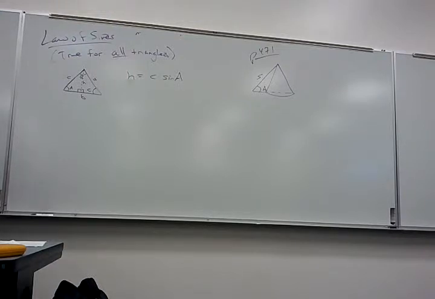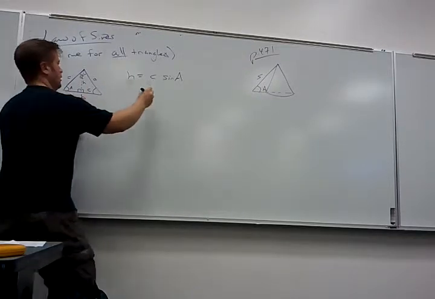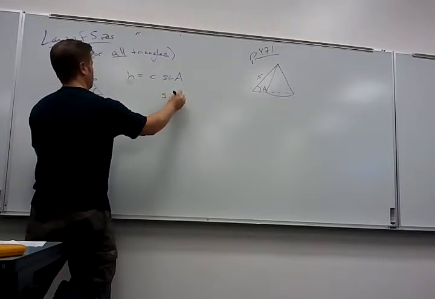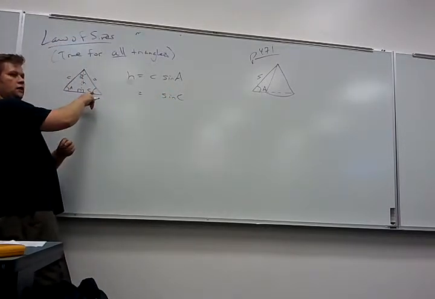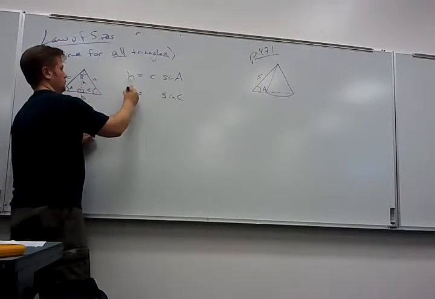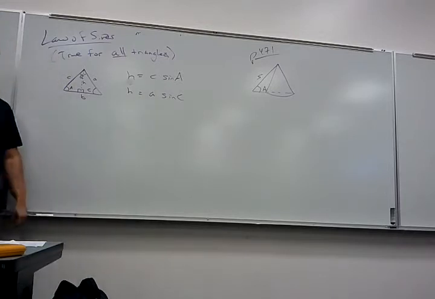How are we doing so far? Is that all right? Nothing major there. It's the y piece over that hypotenuse. And what's sine of C? Sine of C would be H over A. So H equals A sine C. Is that cool? So far, so good?